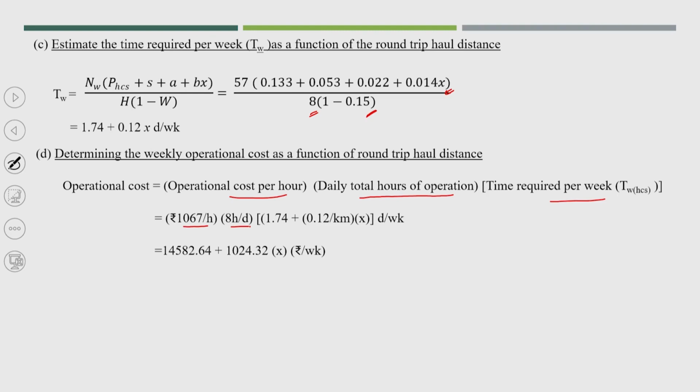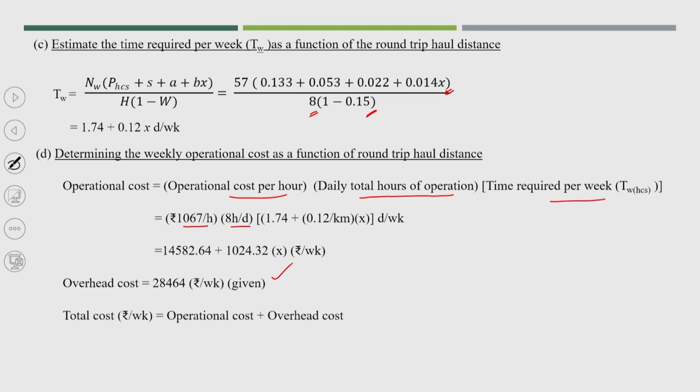14,582.64 plus 1024.32x. Okay. Now, the overhead cost is already given in the problem. So the total cost will be overhead cost plus operation cost. We calculate the total cost by summing with the overhead cost, and finally one equation comes up. The total cost is 43,046.64 plus 1024.32x. This is the total cost value for the hauled container system.